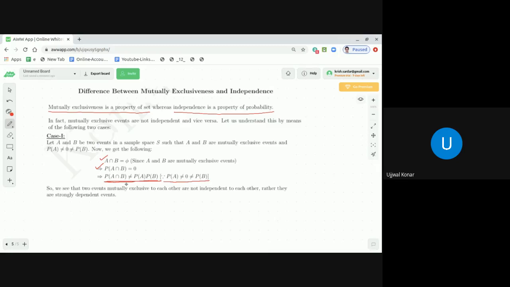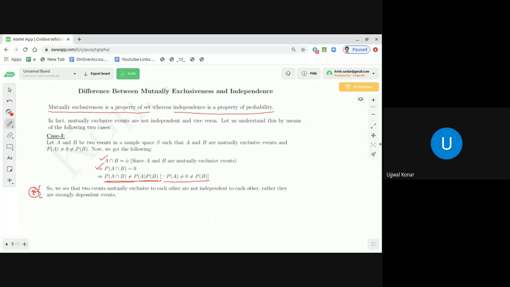Now, we learned a few minutes back that for independent events, probability of A intersection B has to be equal to probability of A into probability of B. But what we see here is that probability of A intersection B is not equal to probability of A into probability of B, where A and B are mutually exclusive events. So we conclude that two events mutually exclusive to each other are not independent to each other. Very important statement. Okay. So we see that two events mutually exclusive to each other are not independent to each other. Rather, they are strongly dependent.